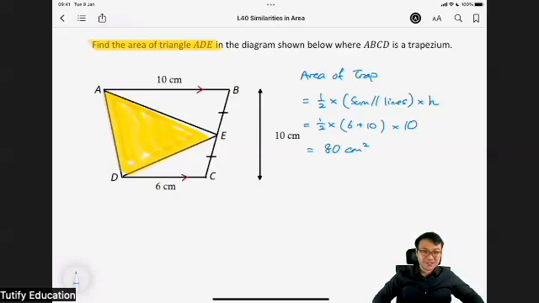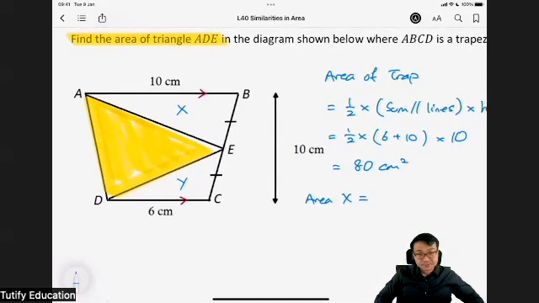Now, you already have the area of the trapezium. You want to find the shaded part, right? Yeah. So you must minus something. What must you take away? ABE and DEC. Okay, let's label this as triangle X and triangle Y. You must take the trapezium minus the area of X minus the area of Y. Let's take a look. Do you know how to find the area of X? It's a triangle, right? Yeah.